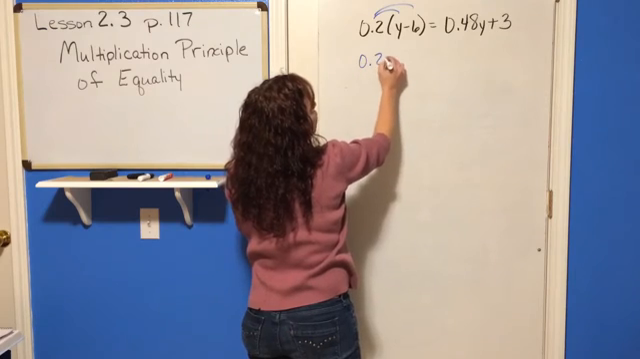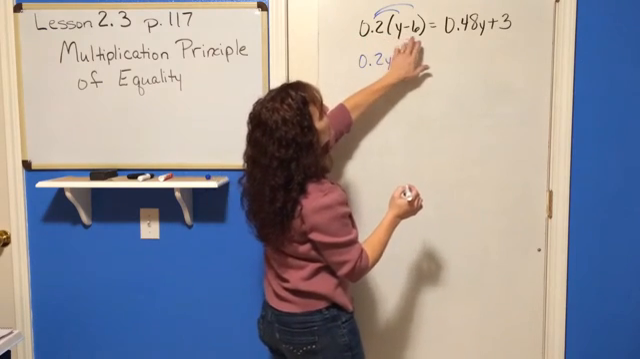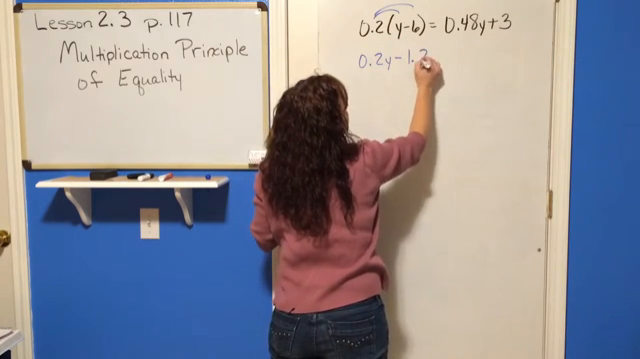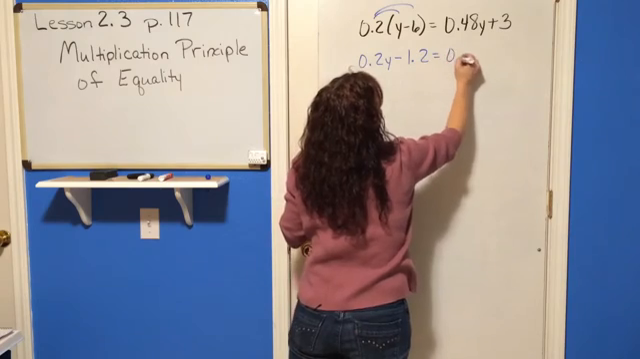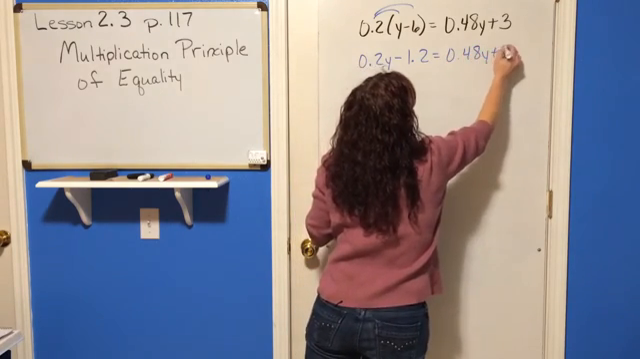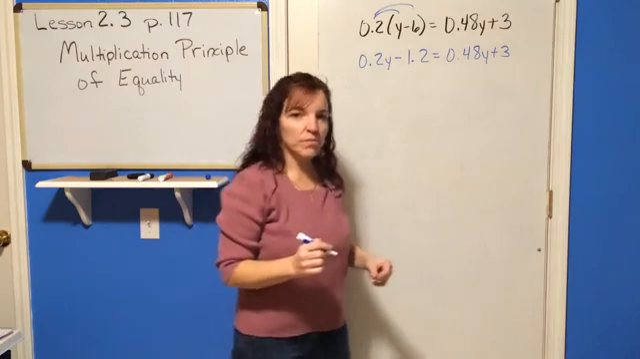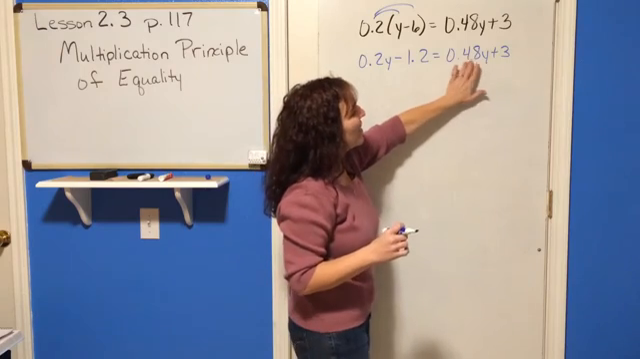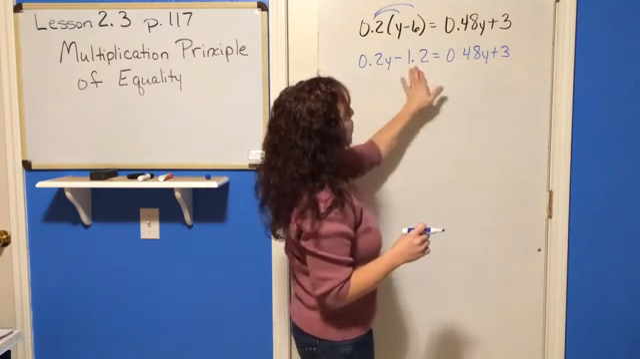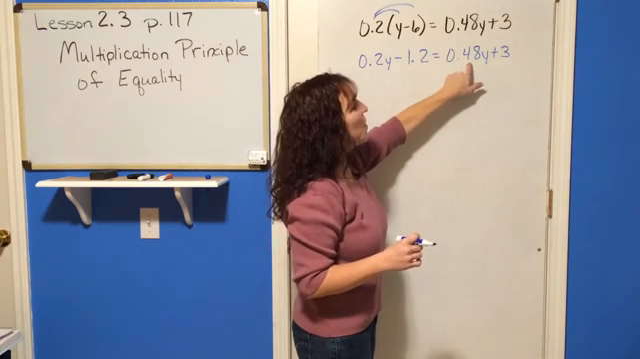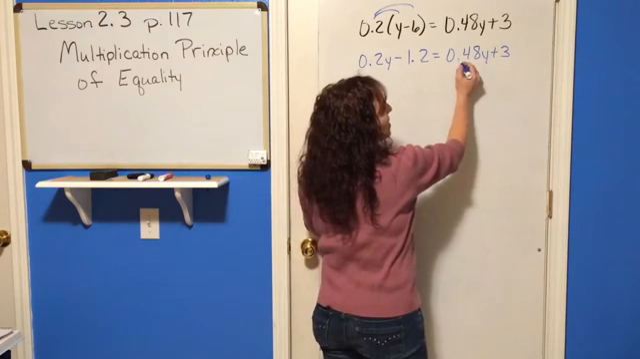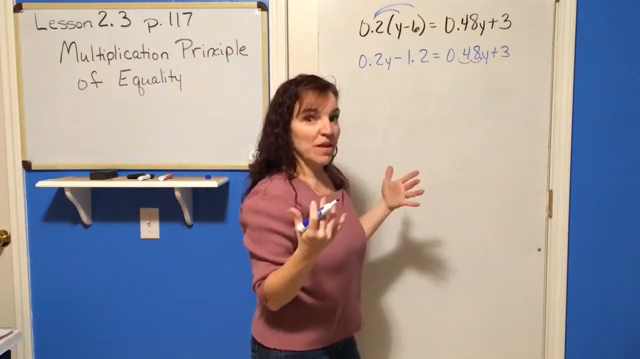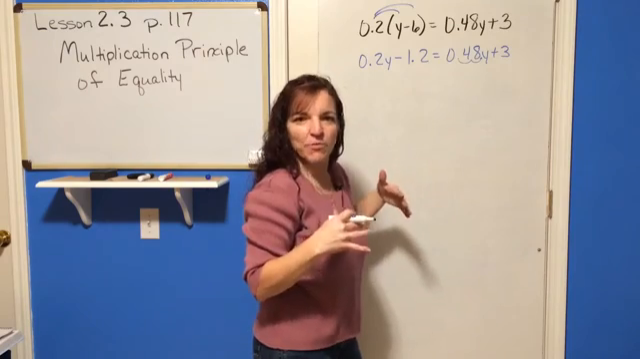So 0.2y minus 0.2 times 6 is going to be 2 times 6 is 12 with one decimal point. So 1.2. And that's going to equal 0.48y plus 3. Now, here's the trick with this. Remember, you can multiply by anything you want to. This is the one with the most decimal places. If I multiply this decimal times 100, that's going to move my decimal over to the end. And then I won't have a decimal to mess with, which kind of neatens things up for figuring.